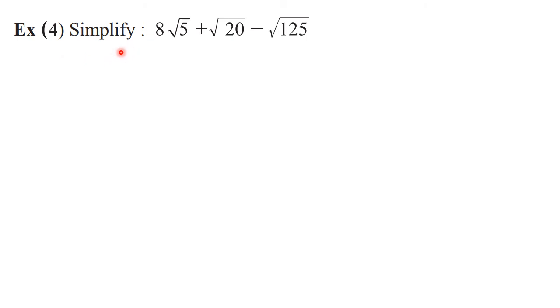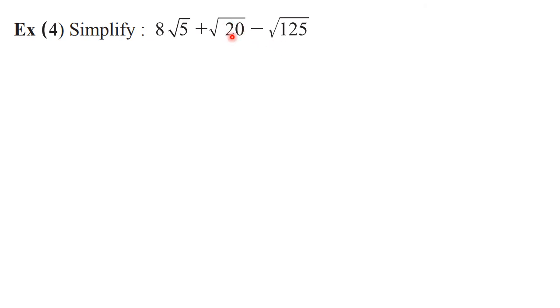Fourth one. Simplify: 8 root 5 plus root 20 minus root 125. Now see, this 8 root 5 is in the simplest form. But these two, root 20 and root 125, are not in the simplest form. That is why we can observe that presently they are not like surds. In the present form, we cannot say that they are like surds. First of all, we have to express these two surds in the simplest form.